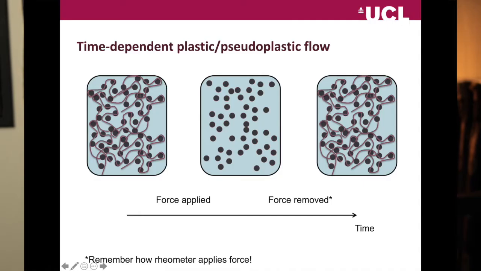Okay. So the way to think about it is, imagine that we have a material undergoing plastic or pseudoplastic flow. So on the screen, there is the same picture as before, a flocculated suspension with some polymer chains interlinking the particles. That's how the material is at the start of the experiment.